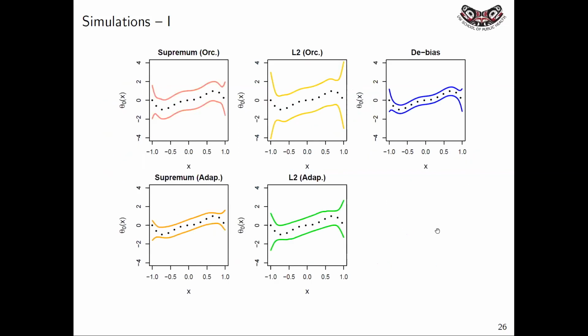And these are some of the examples that we get for confidence bands. That's our true function, and the confidence band example that we get with the sup norm with the oracle looks like this, with the L2 norm looks like that, and obviously at the boundaries you have the boundary effect. Debiasing gives pretty tight confidence bands, so it works much better in this problem. But our adaptive versions also get close. So the supremum norm with the adaptive version and the L2 with the adaptive version get closer to the debiasing approach in this case.